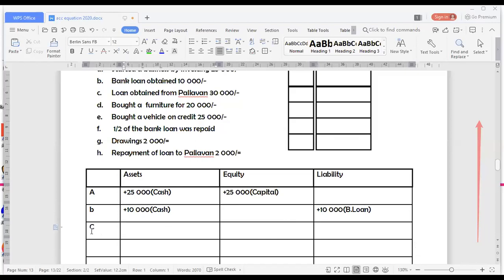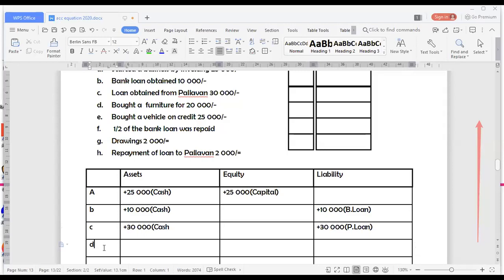It is said loan obtained from Pallavan 30,000. You obtain money, so cash comes under asset, plus 30,000, and it is a liability, plus 30,000. It is a P loan, 30,000. So 30,000 cash, and it is increasing the liability by 30,000. That is Pallavan loan. Okay, I hope everyone got the correct answer for this.